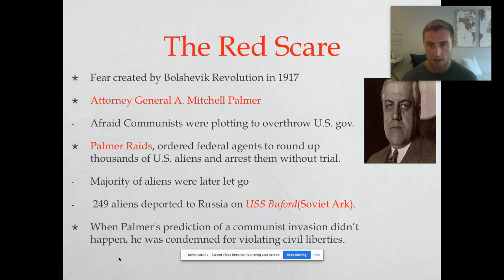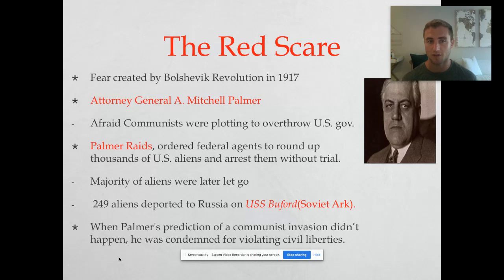A. Mitchell Palmer is fearful that especially new immigrants that are coming into the United States are bringing their socialist ideas with them. And he's especially going to target illegal immigrants that have entered the country. He's going to order federal agents to go in and investigate and round up thousands of U.S. aliens, arrest them without a trial, and then look and see if they have any ties to communism. Some of them didn't even get a chance to prove that they were not related to the Communist Party. They were sent back to Russia, 249 aliens sent back to Russia.